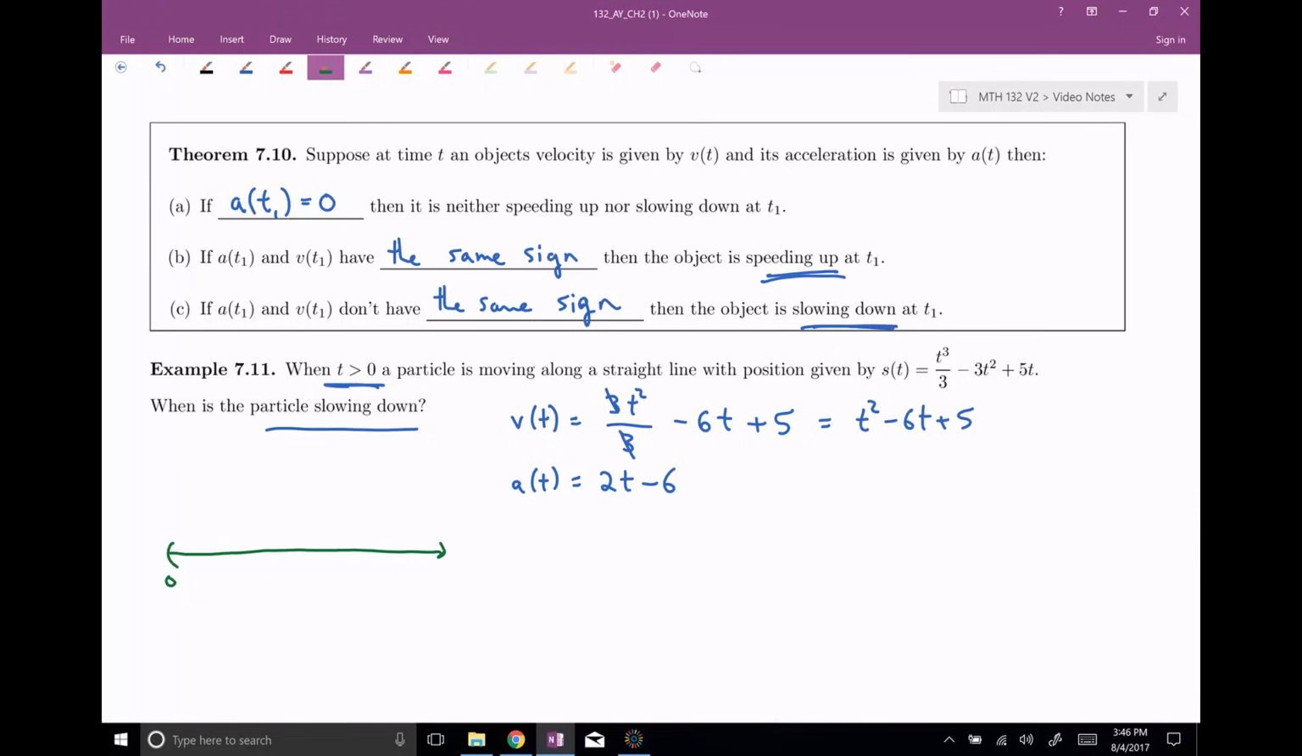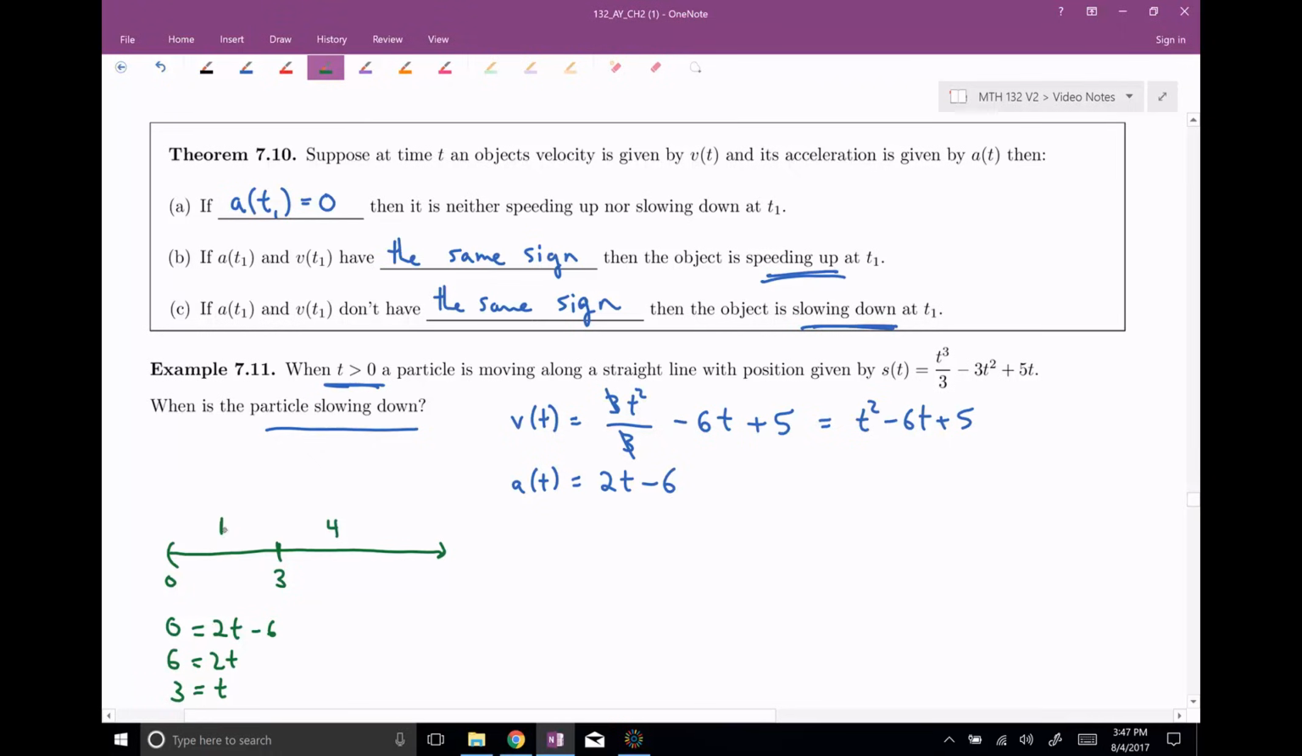So the question becomes, how can I make the acceleration equal to 0? We have 0 equals 2t minus 6. This gives us 6 equals 2t, so t is equal to 3. So at time 3, the acceleration is equal to 0. I'm going to split this up: from 0 to 3 there's one interval, and then 3 and bigger there's another interval. Let me choose test points, maybe something like 1 here and 4 here, but you can choose really any numbers that you like.